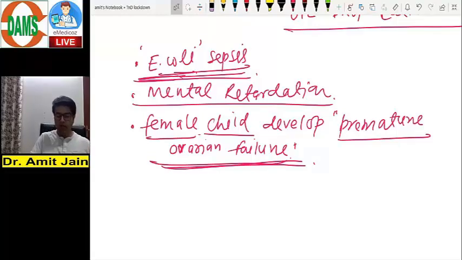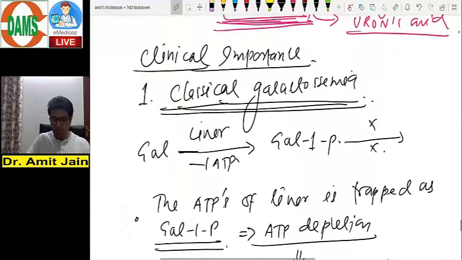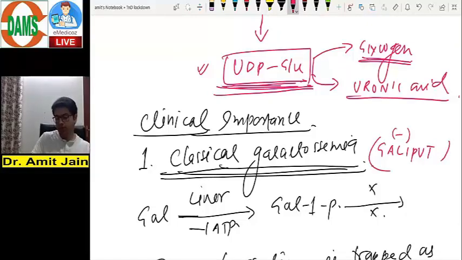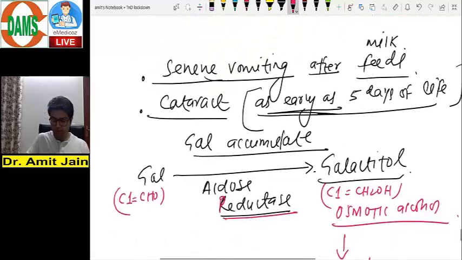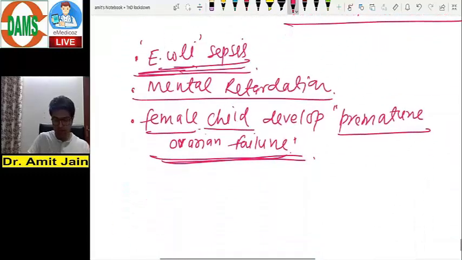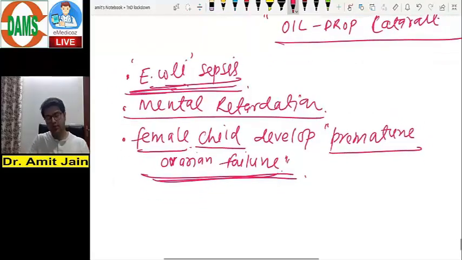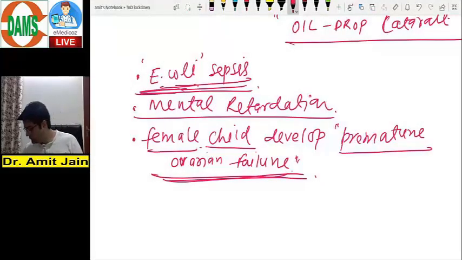Fine. But again the question is back to the same point: classical galactosemia, what is the name of the deficient enzyme? The name of the deficient enzyme is galactose 1-phosphate uridyl transferase, right? Uridyl transferase. Understood? So the female child develops premature ovarian failure, but the male child is not affected in terms of gonads. So that you should remember.